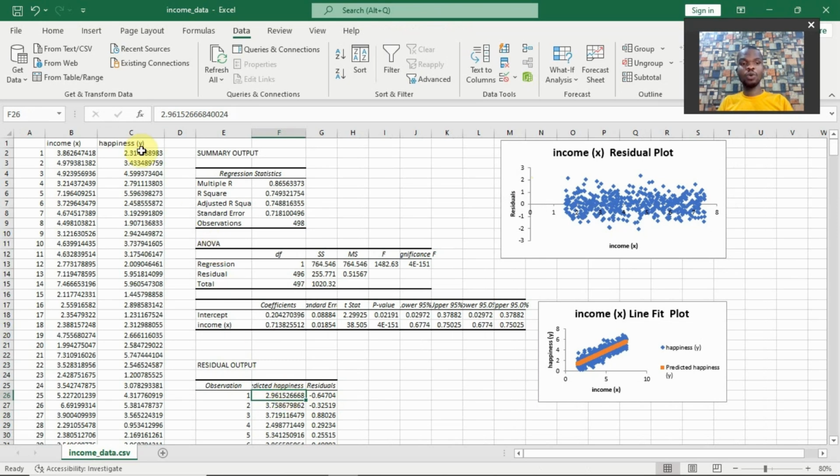This is the original value that it was, right? So based on 3.8626, our model is predicting 2.96152, which is different from this, and the difference is minus 0.6470, which is our residual. So your residual is the difference between your predicted dependent variable and the original dependent variable.